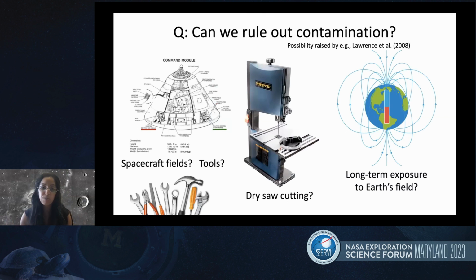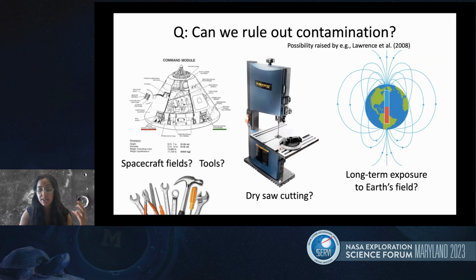There are a few possible ways to contaminate moon rocks. One, moon rocks can be exposed to magnetic fields on the Apollo return spacecraft or during exposure to magnetic tools during sample handling. Alternatively, some moon rocks were actually cut dry using circular saws and band saws that could have heated the saw cutting surface and imparted a thermal magnetization in them. And other samples could have been remagnetized by long-term exposure to the Earth's magnetic field.